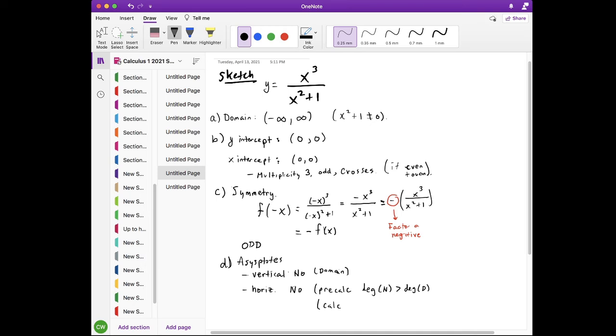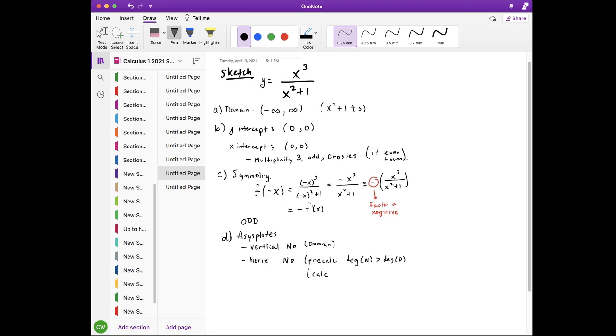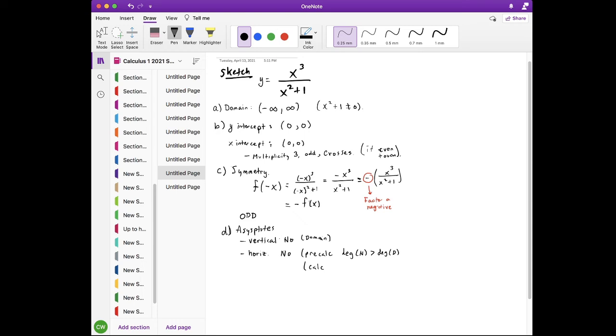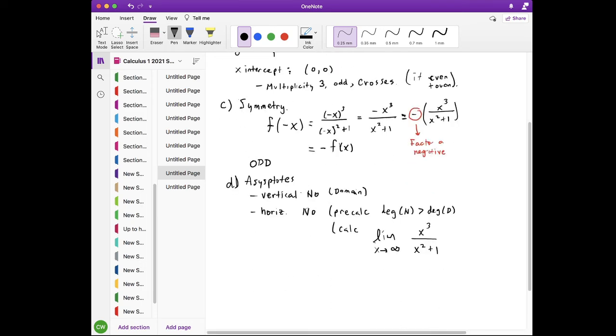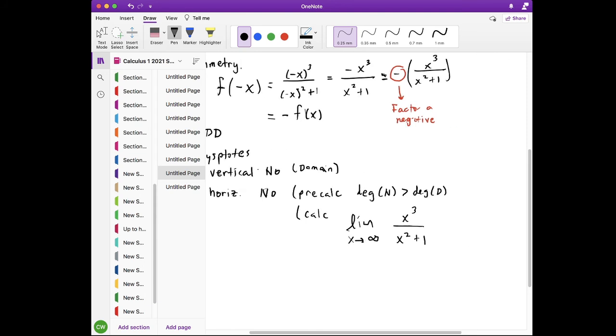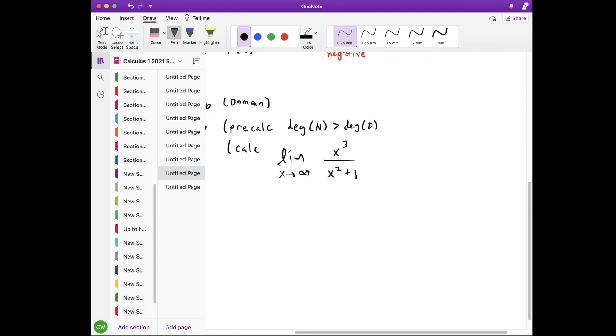And again, for things that are not rational, we would need the calc version. What's the calc version? Take a limit as x goes to infinity of x cubed over x squared plus 1. And do you remember the method that we did when dealing with infinite limits of a rational function? There was one step that we did.